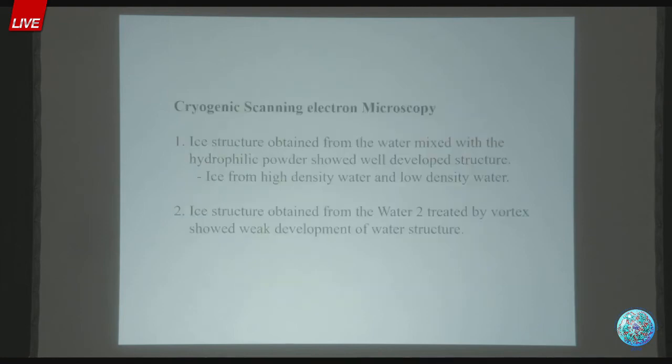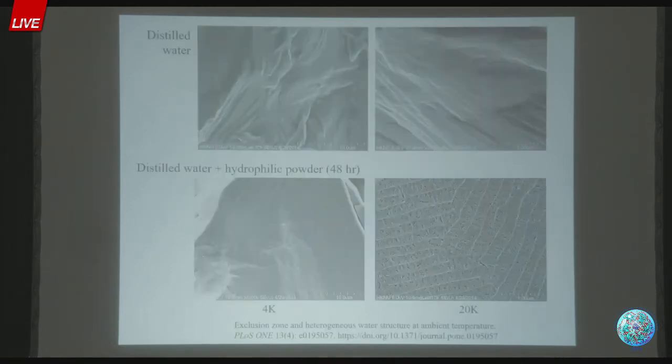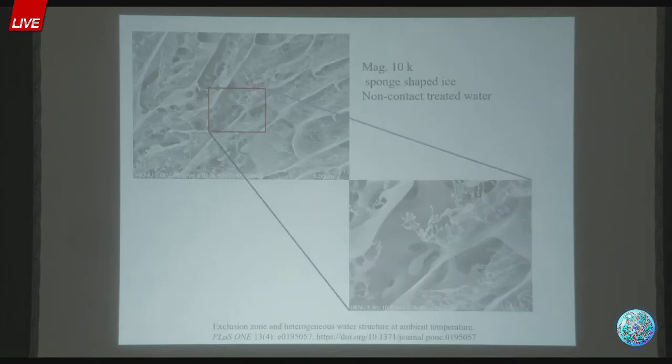And I applied the cryogenic scanning electron microscopy this time. And it was reported before that the structured water showed a very unique structure composed of high-density ice and low-density ice in between. So this one, magnified, showed that this is the high-density water, and in the middle, the low-density water showed this kind of spongy form of the ice.